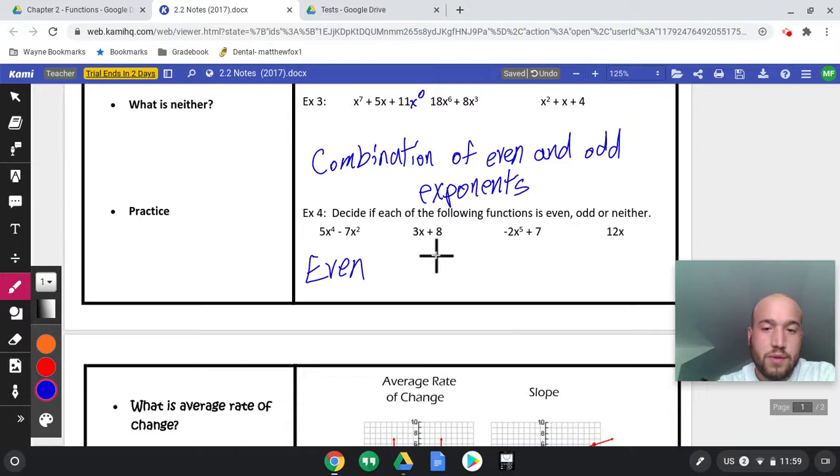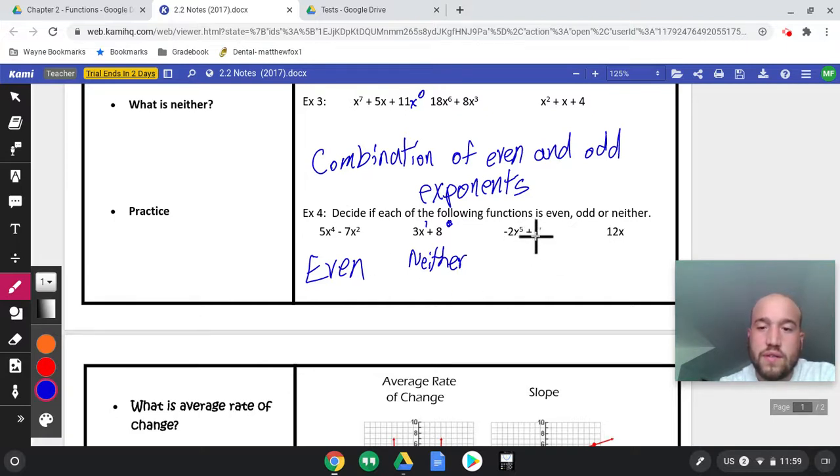Okay, this next one, 3x plus 8, so the x, that is odd. If it helps you, you can put a little 1 there. This 8 is technically 0, so it is going to be neither because they do not match up.